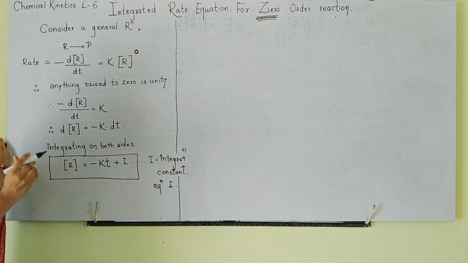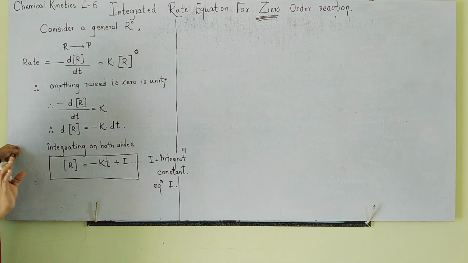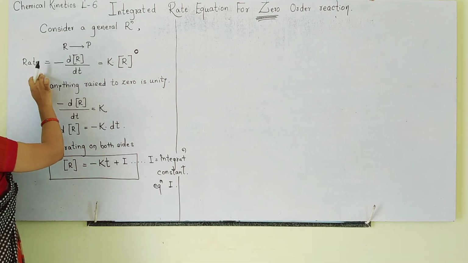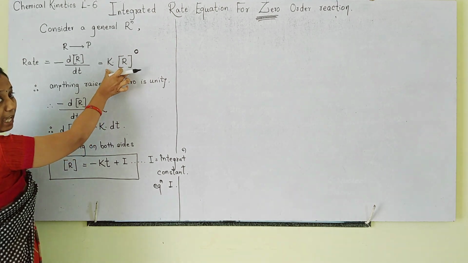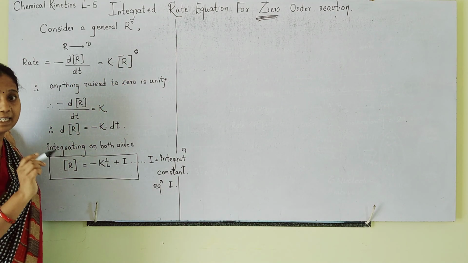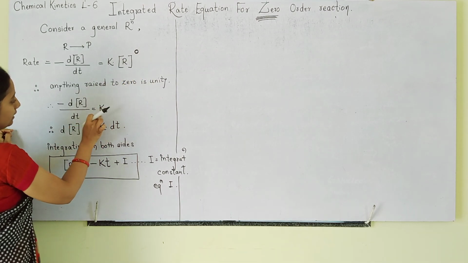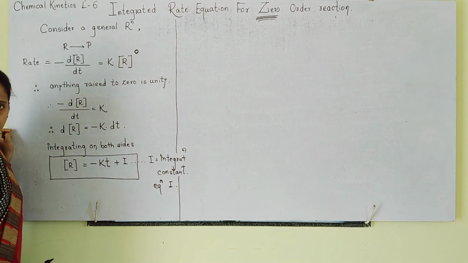Let us move towards the next step. Up to this, everything understood well? See here, first I wrote the general equation R gives P, and wrote minus d[R] by dt. For zero order, here 0 is written. This I have written according to the rate law expression. Anything raised to 0 is 1. Then for d[R] I substituted, did the integration, and I got this.